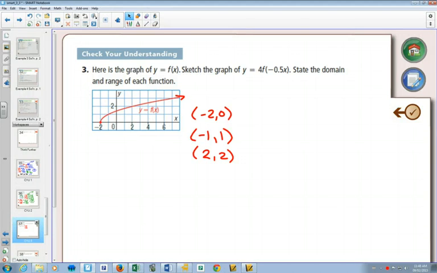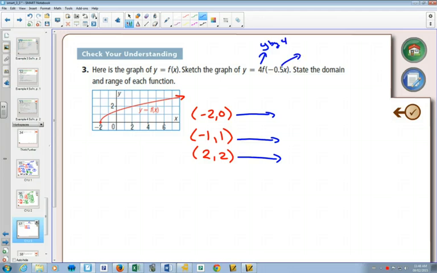Now that we have those 3 points, what are these values going to do? What's this 4 going to do? Y by 4. What's that negative a half going to do? X by a negative 2, yes. So you can write that above here, y by 4 and x by a negative 2.